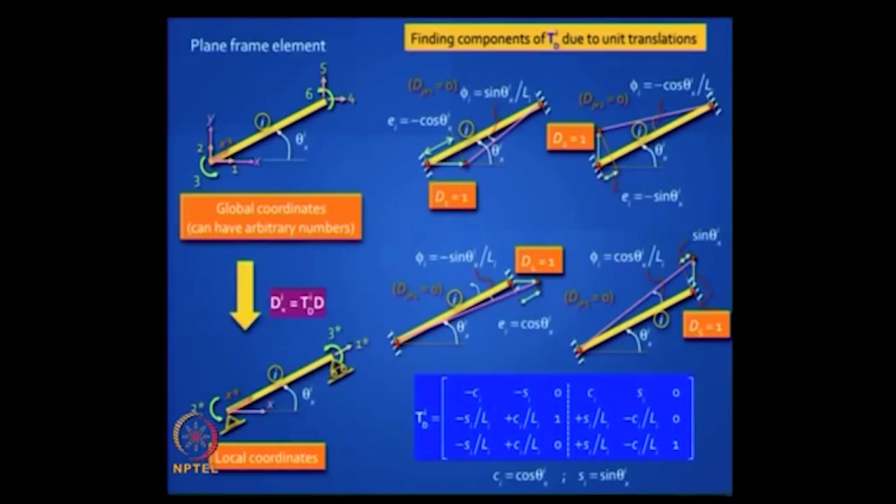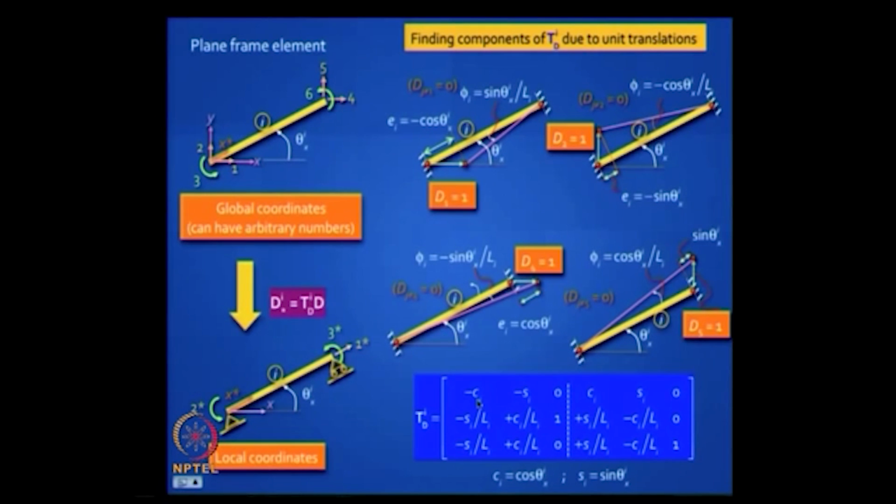The rotational effect is very straightforward because there is no transformation required when you have a rotation, because it is the same, you get 1. So let us just look at this. Let us look at the first one. This first column in your TD matrix corresponds to D1 equal to 1 in your structure. So if you have D1 equal to 1, you need to look at this picture. If you apply D1 equal to 1, that element undergoes a contraction of cos theta. So it has got a minus sign, that is why we wrote minus Ci.